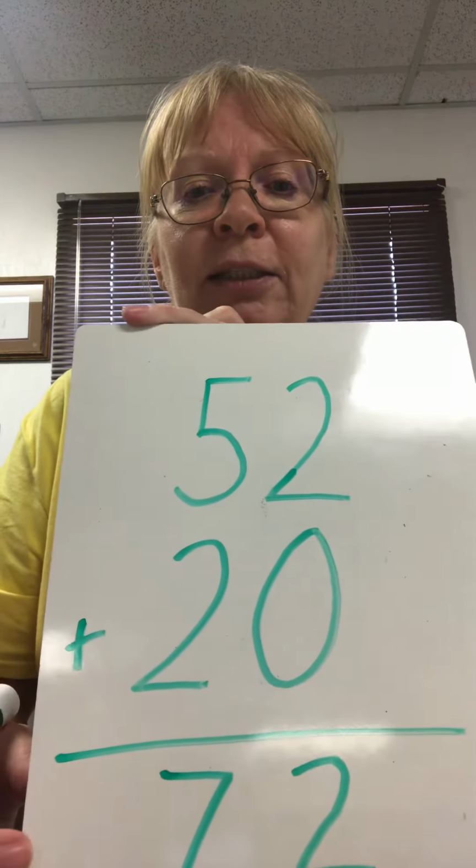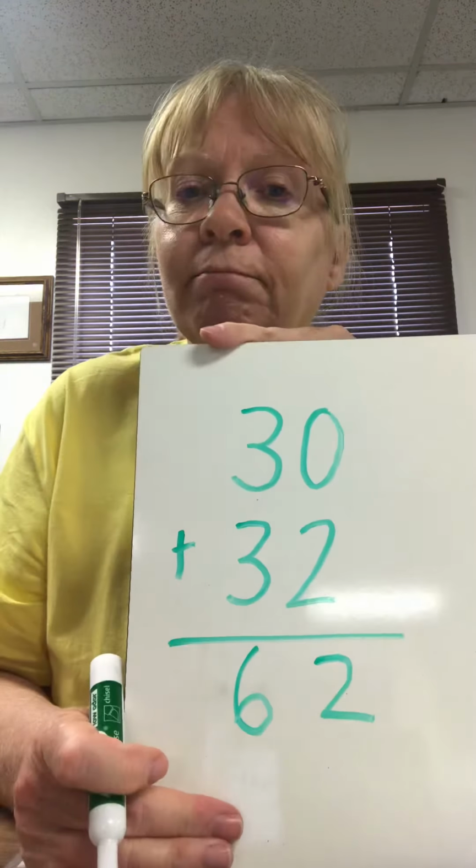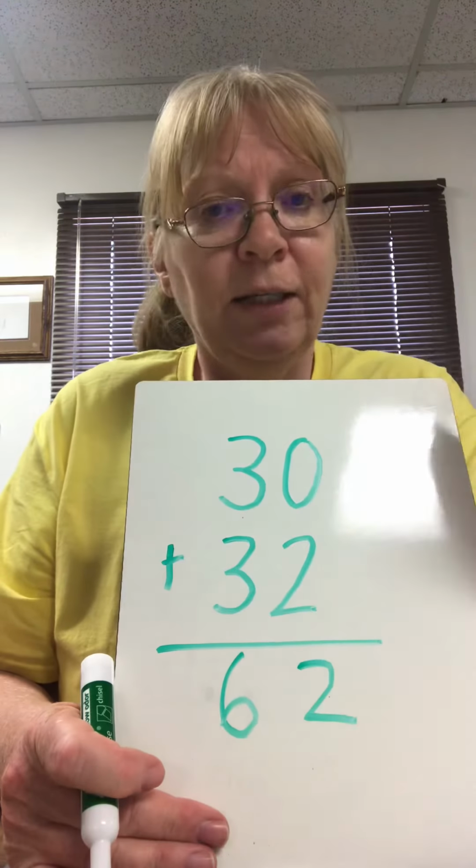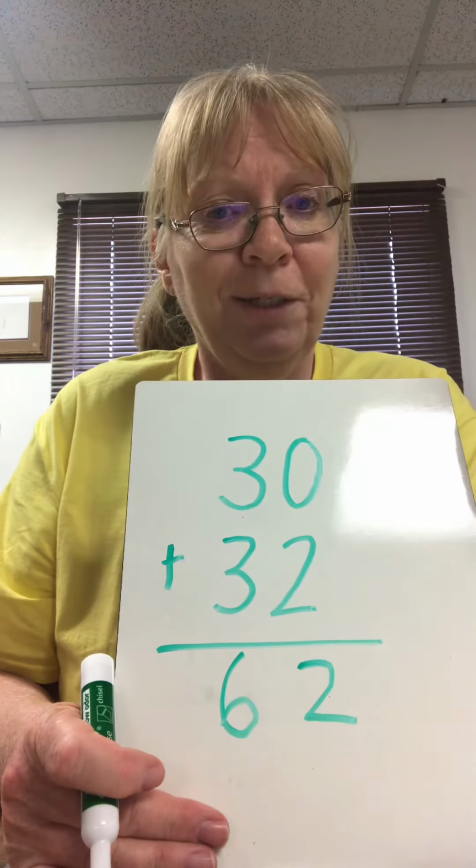Now problem number 3. 30 plus 32. 0 plus 2 is 2. And 3 plus 3 is 6. And that's just what we do. Not much to it. We're just adding straight down. These are the simple ones.